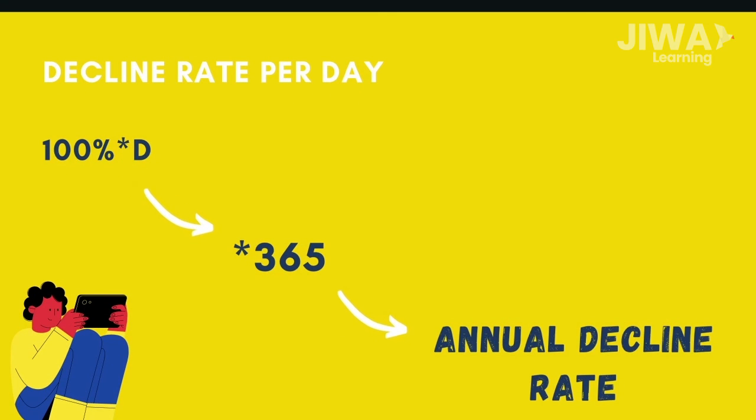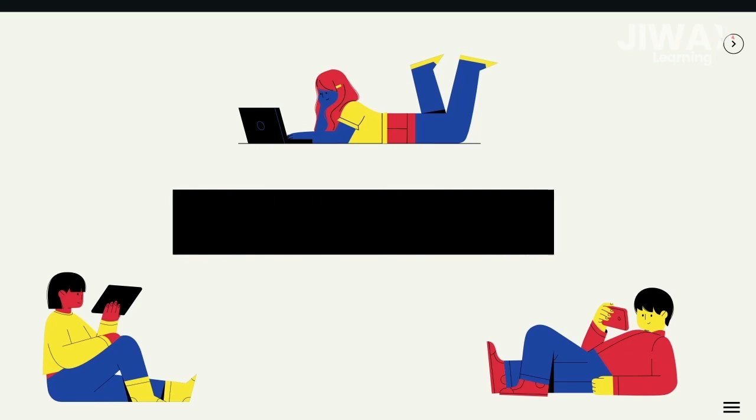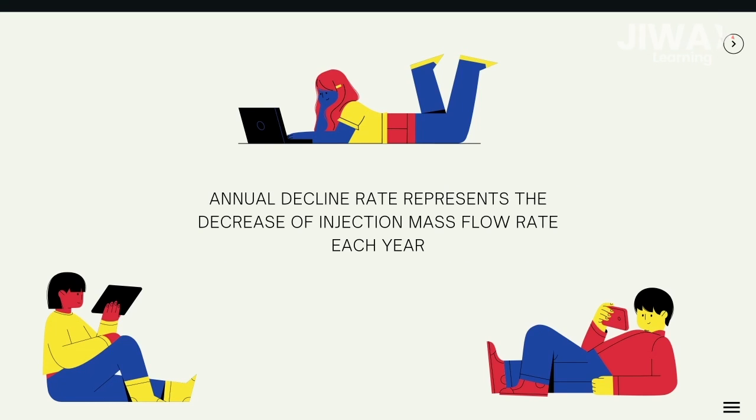Decline rate is defined as the coefficient of t in the exponent. So, currently we have a decline rate equal to 100 times d per day. By multiplying the value of d with the total days per year, we get the annual decline rate of a well. Annual decline rate represents the decrease of injection mass flow rate each year. Therefore, we can estimate the well sustainability in the future.